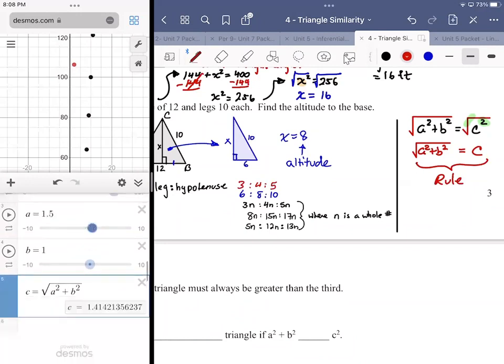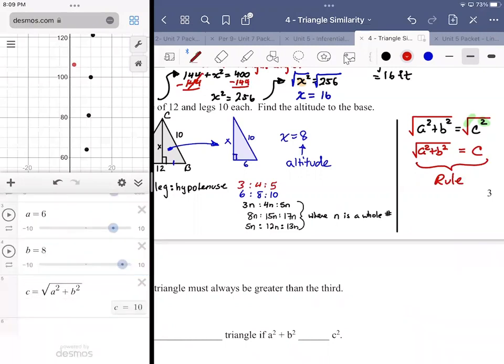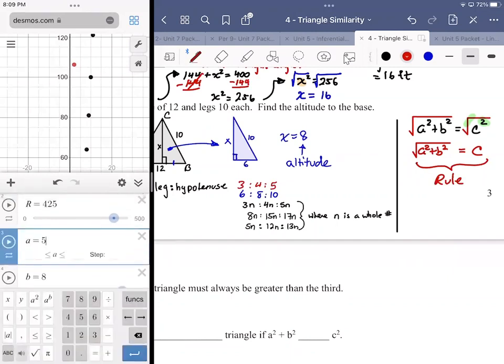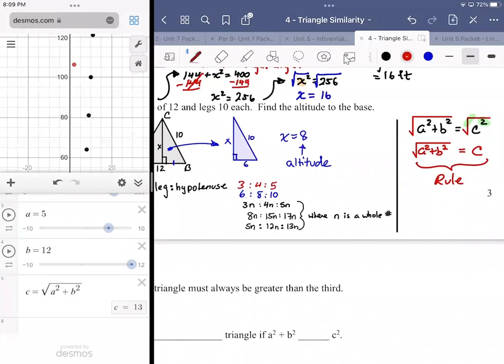So if I put my a slider on 6, and my b slider on 10, I'm sorry, 8. Okay, typing it in. You see the c value is going to be equal to 10. All right. If I put a 5 and a 12 for a and b, the missing side would be 13. That's this relationship.